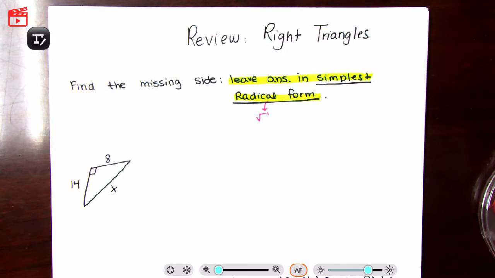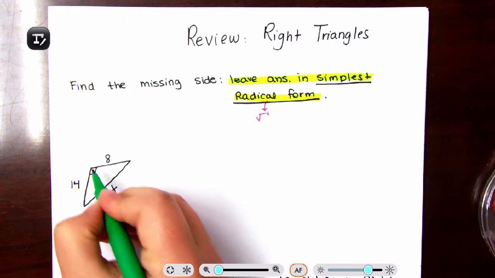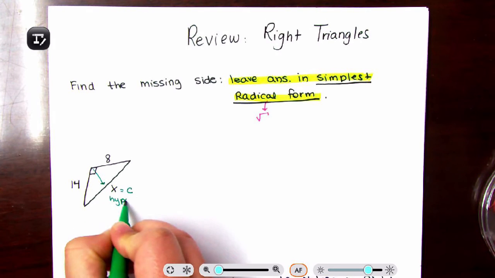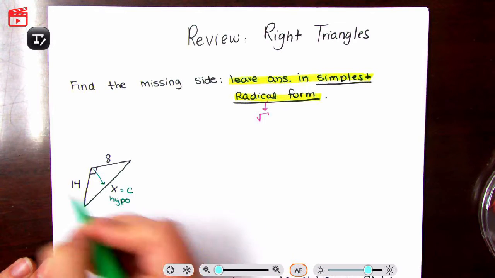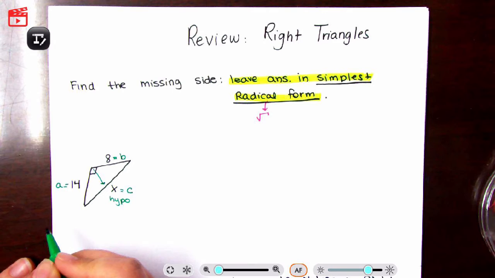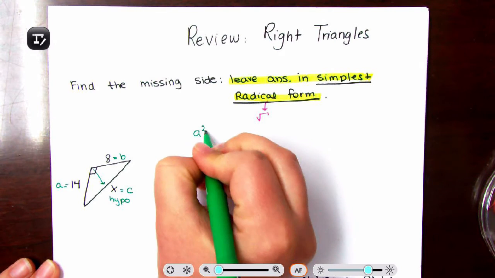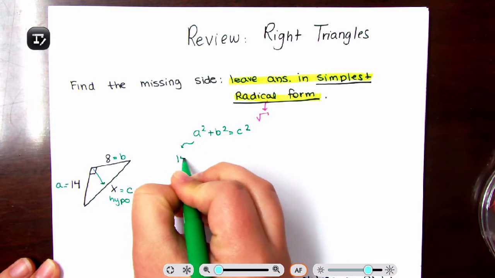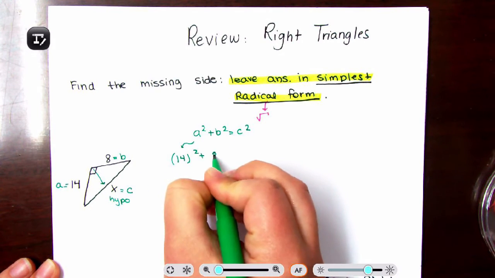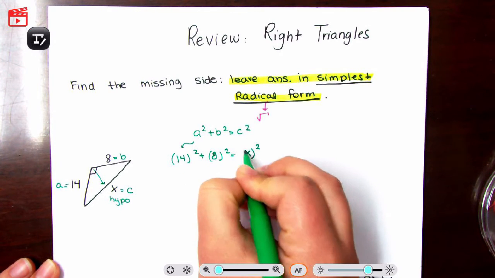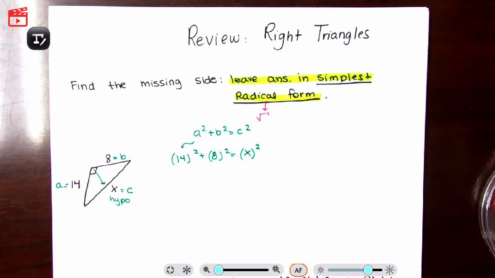Because we do have a right triangle, this means that we have the Pythagorean theorem to use. Across the street from your right angle is always your C value, your hypotenuse. Your A and B placement doesn't matter. So if you want to make 14 A, go ahead. If you want to make 14 B, go ahead. It doesn't matter where A and B is. What does matter is your hypotenuse. So we have A squared plus B squared equals C squared. A we said is 14, so we have 14 squared plus B, which is 8 squared, equal to C squared, which is X squared. If you wish to keep it as C, you can if you want.